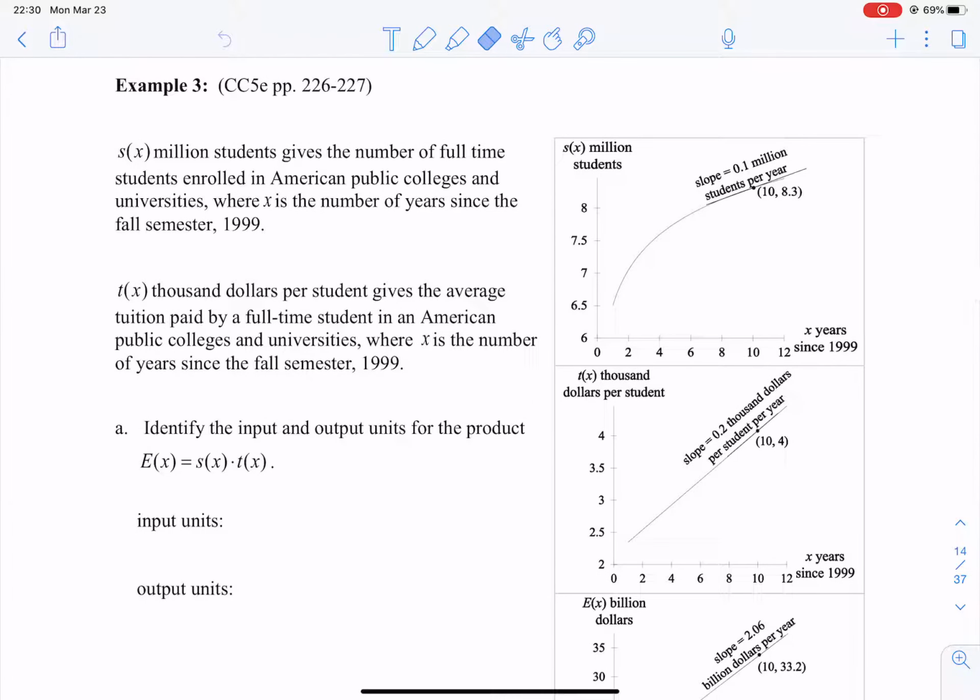Example 3, we are given 3 paragraphs. So first, finish this one, parts A, B, C, in about 7 minutes.